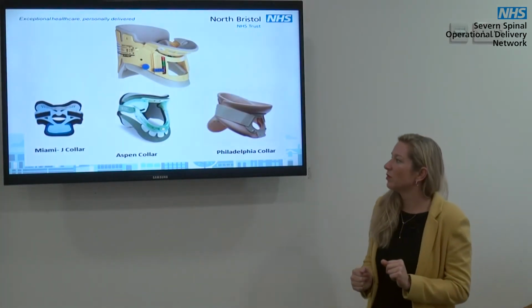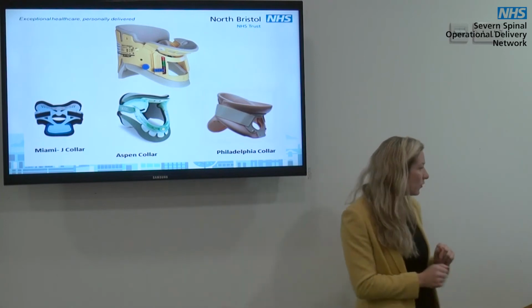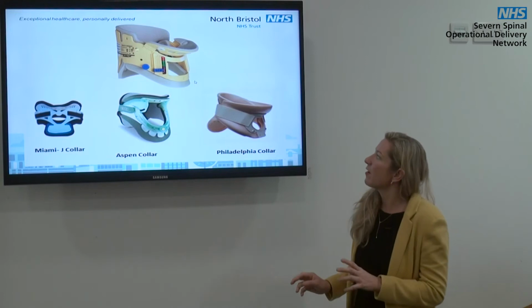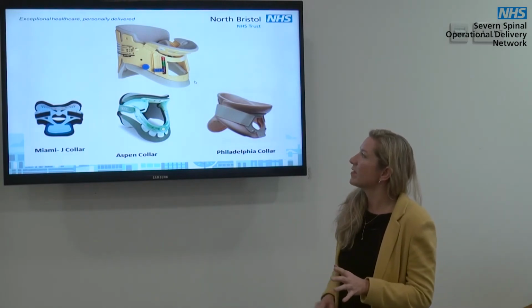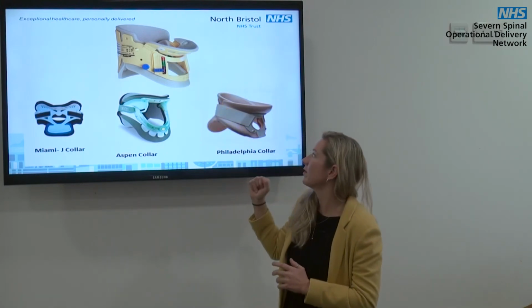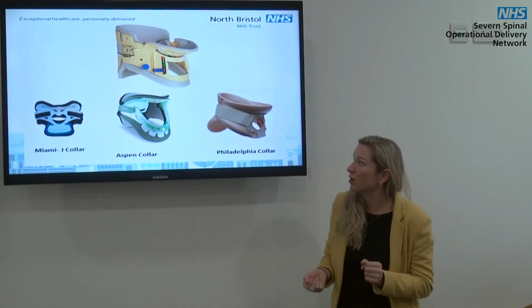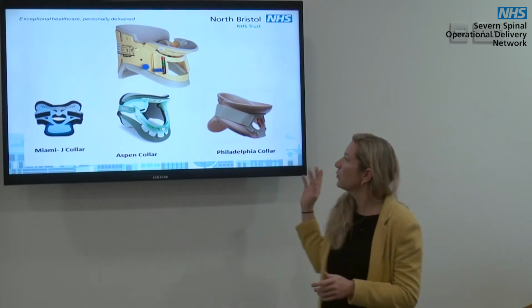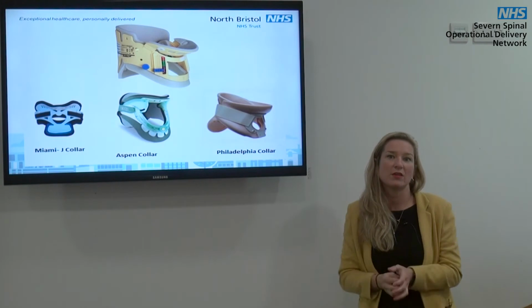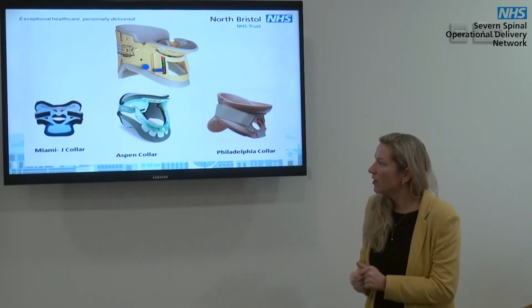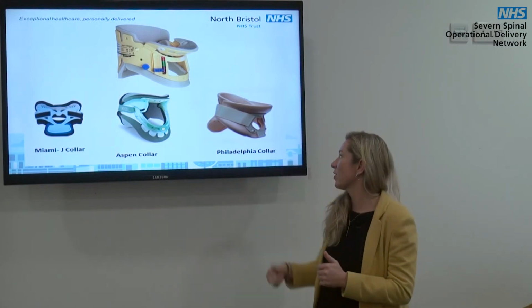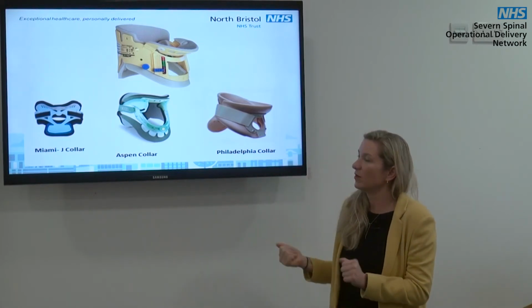These are the types of collars that you're likely to encounter. In the pre-hospital setting, this is what you get given. These are very basic hard collars that are sized to fit everyone, so you can adjust the size, and we'll go through how we actually size a collar on the next slide. In hospital, we usually use one of these three collars. They all do exactly the same thing; it's usually just which ones are in stock. Here we use the Miami J, but other trusts might use the Aspen collar or the Philadelphia collar. They all do the same thing.